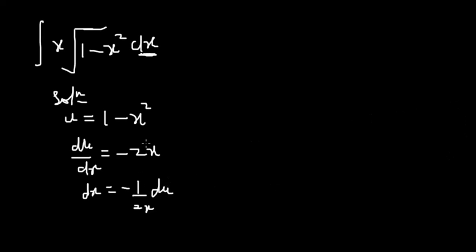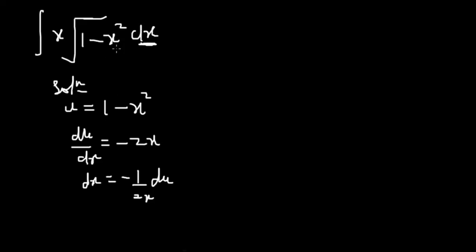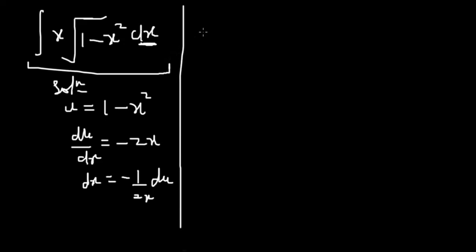After that, just do your simple substitution. You just substitute into the main expression. Let me just rewrite that over here. So we have the integral of root of 1 minus x squared, which is already u, from here. So just write your u.